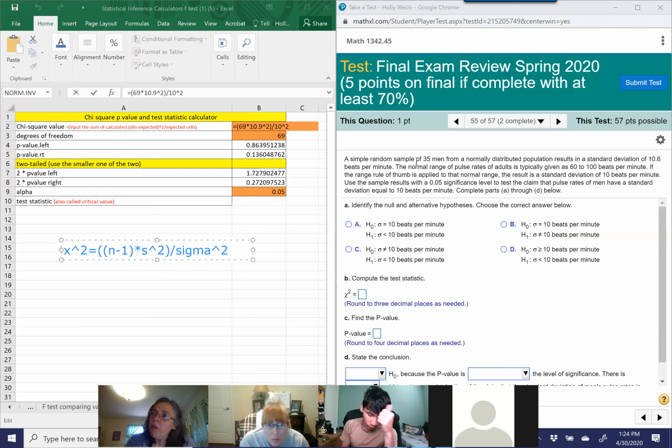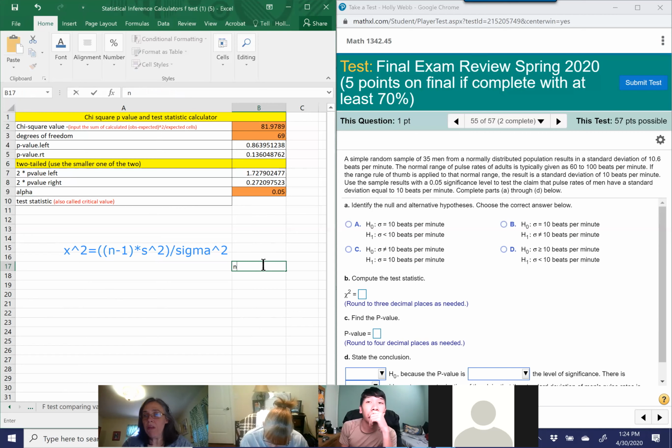So let's look and see what our numbers are going to be here. A simple random sample of 35 men from a normally distributed population results in a standard deviation of 10.6. So our n is 35 here. I'm going to write these. I don't normally do this, but since I want to make a clear example. So our n here is 35. Y'all see that? Sample size 35. Okay, that standard deviation of 10.6, that's the sample standard deviation. So that's our S, is 10.6.